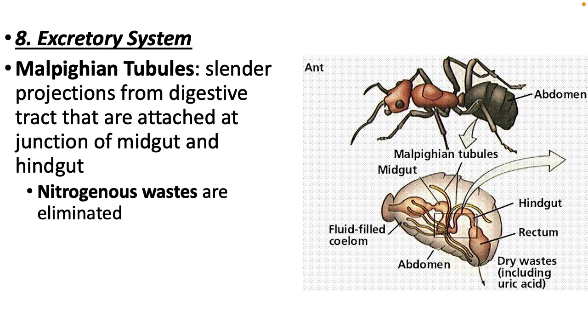Excretory system, getting rid of nitrogenous waste. Their system uses Malpighian tubules, and it's located in the midgut and hindgut junction. So in this abdomen region, zoom in, there's the Malpighian tubules. And then they'll excrete nitrogenous waste.